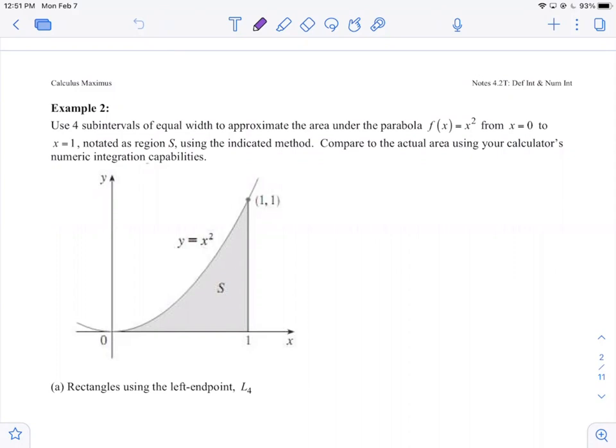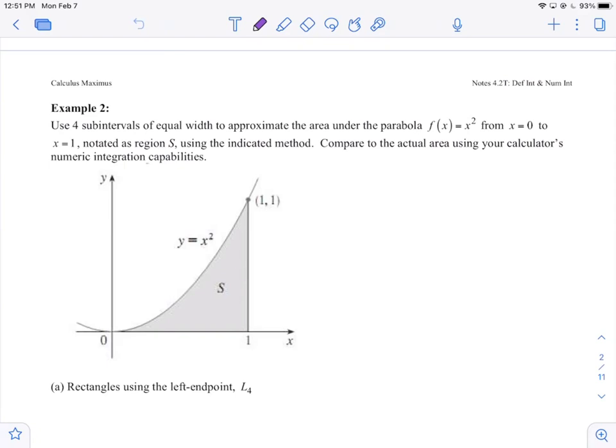So let's say I have this region. It's the graph of y equals x squared bounded by the curve itself above and by the x-axis below on the x interval from 0 to 1. I want to find an approximation for the area of that shaded region S.